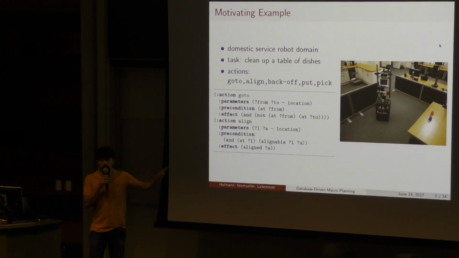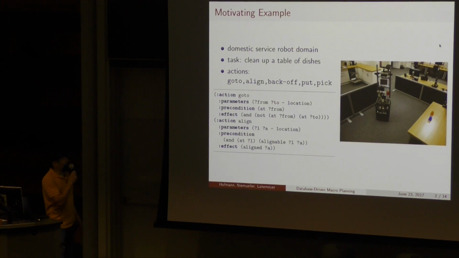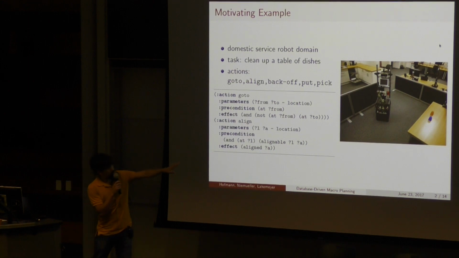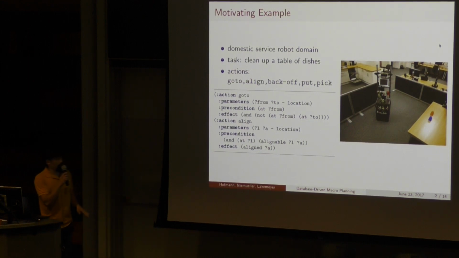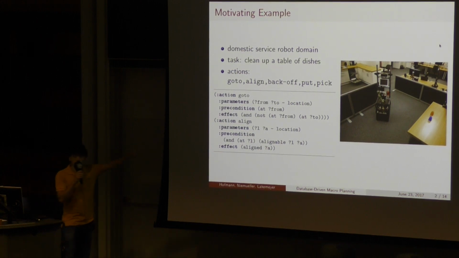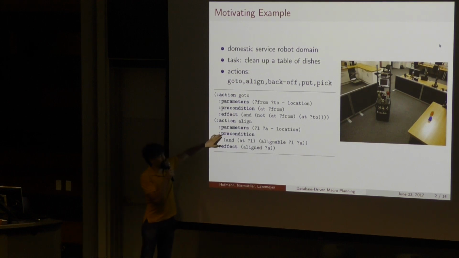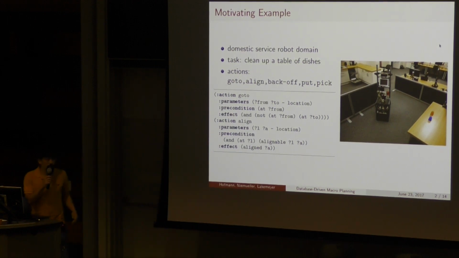On the right, you can see our domestic service robot Caesar in our lab, and Caesar's task is to clean up a table of dishes, which you can see on the right, basically by just putting dirty dishes into the dishwasher and clean dishes onto the counter. In the simplified version, it has 5 actions that we can use, which are go to, align, back off, put, and pick. But for this talk, we will focus on these 2 actions, go to and align, because we can show all results on just these 2 actions.